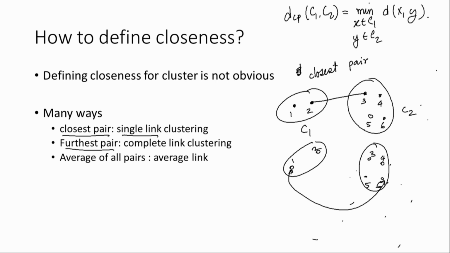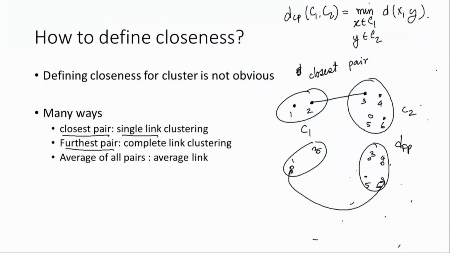What is the intuition here? The intuition here is that I want to make the entire cluster cohesive. So even if one of the distances is big, I should call the distance between two clusters to be big. So that's the intuition, right? So then the farthest pair distance between cluster C1 and C2 is defined as max of x belongs to C1, y belongs to C2, d of xy.